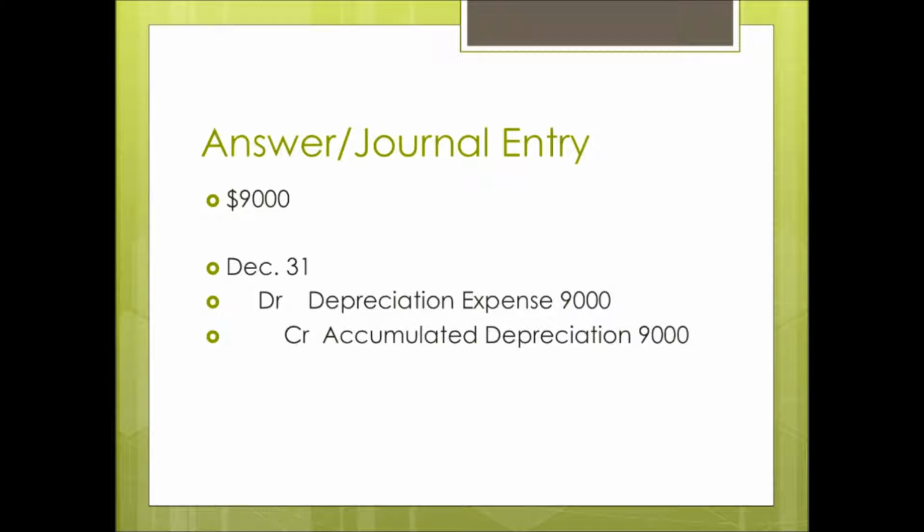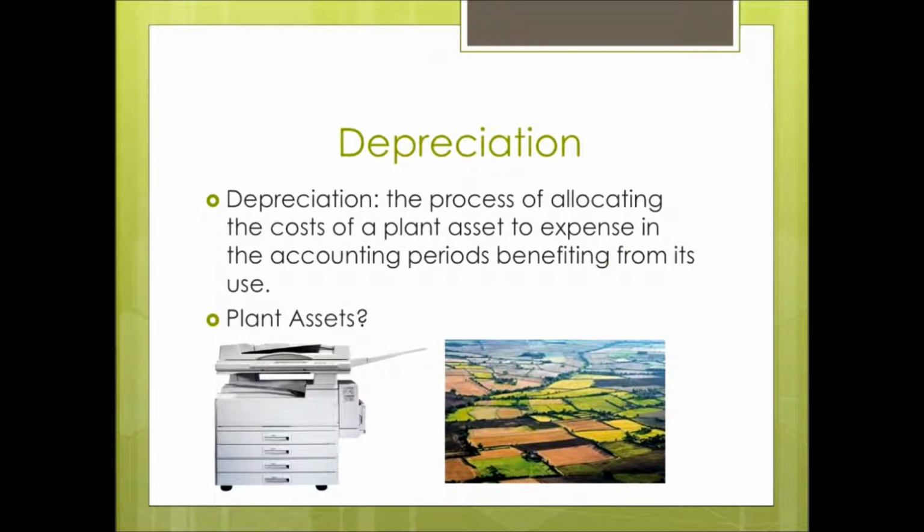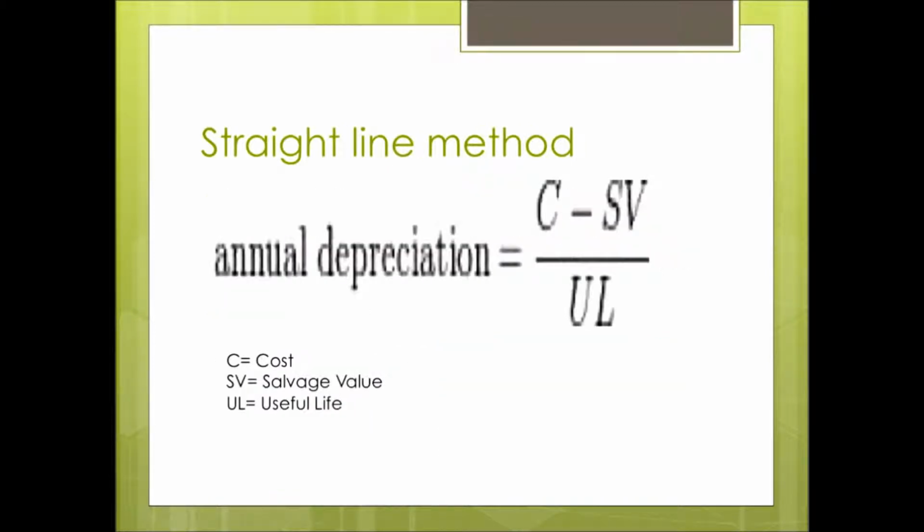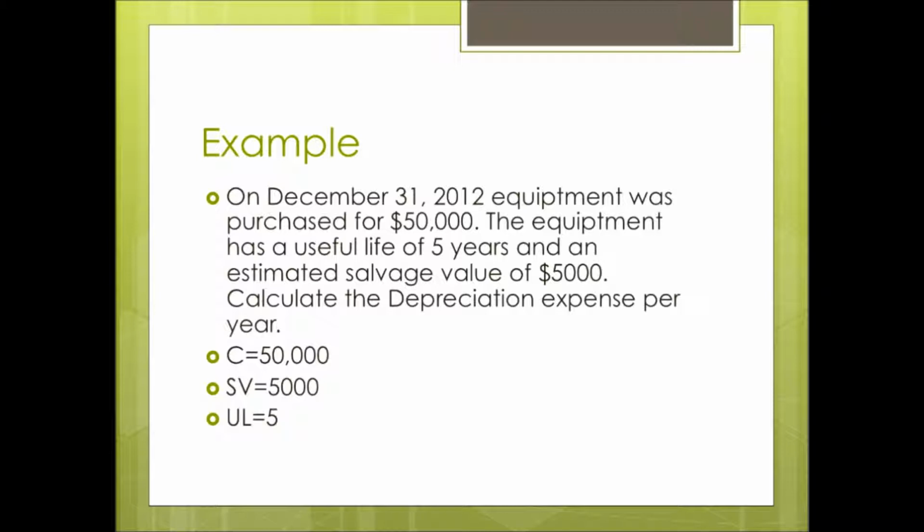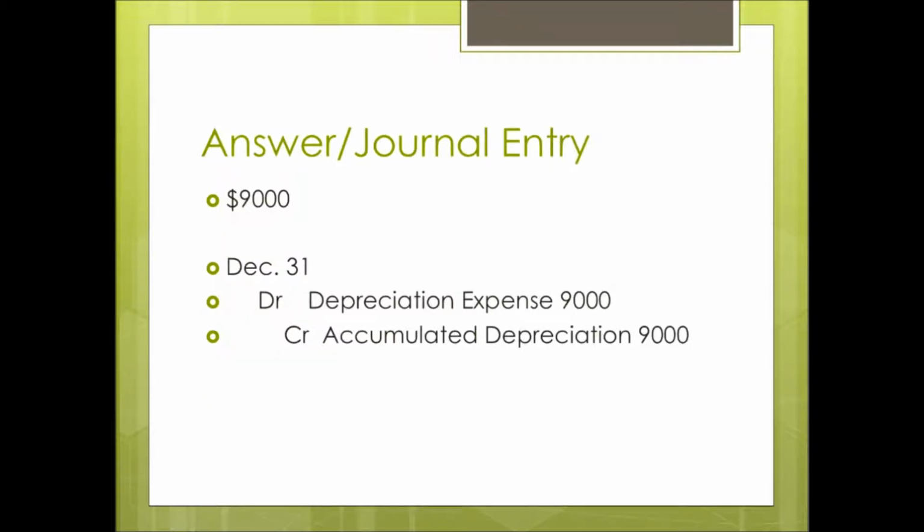If we were to recap what we went over just now, we learned that depreciation is the process of allocating the cost of a plant asset to expense in the accounting periods benefiting from its use. We understand that plant assets are things that are tangible in our company, such as machinery, equipment, land, buildings. We explored one type of method, which is the straight line method, to determine annual depreciation. We understand that it's cost minus salvage value over useful life. And then by putting the information in our formula, we came up with an answer of $9,000 and a journal entry to record that expense.